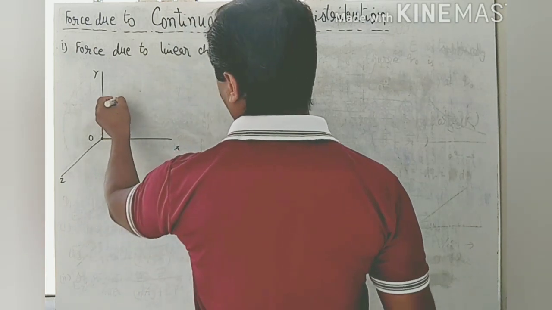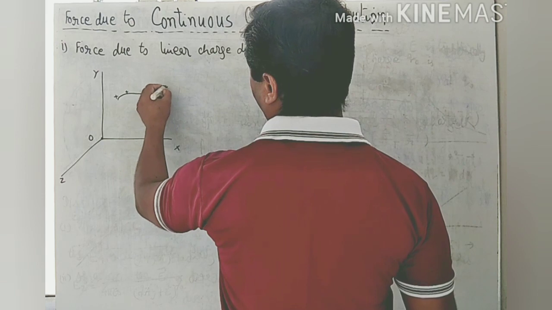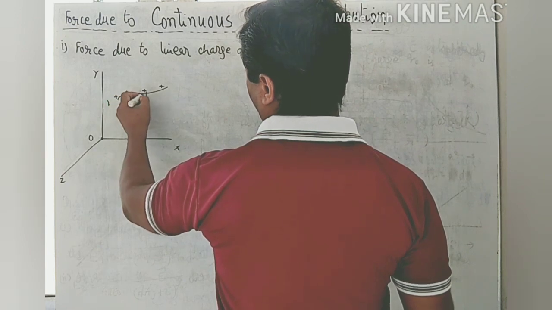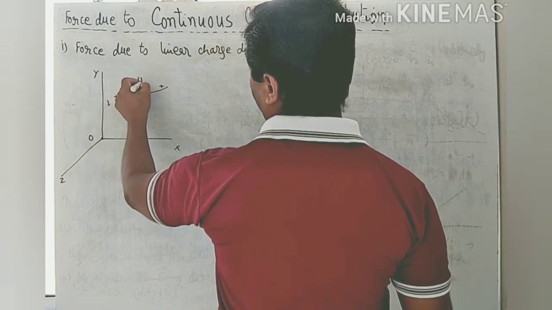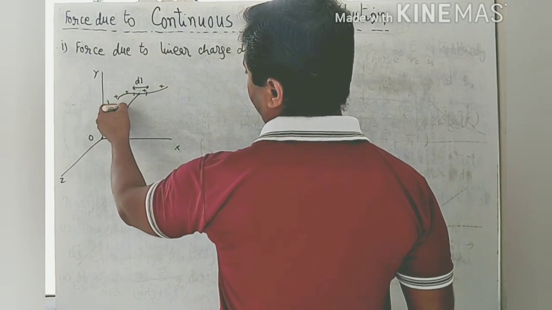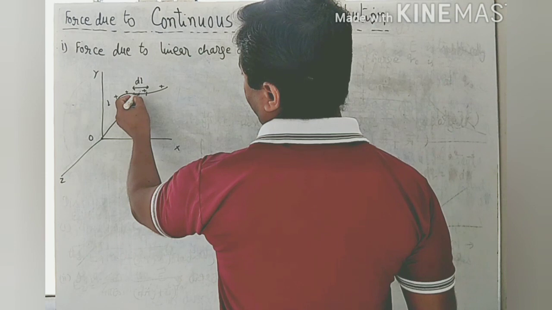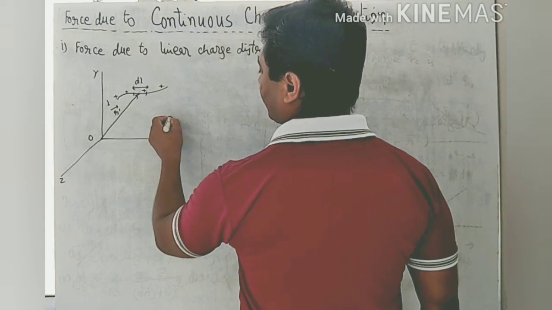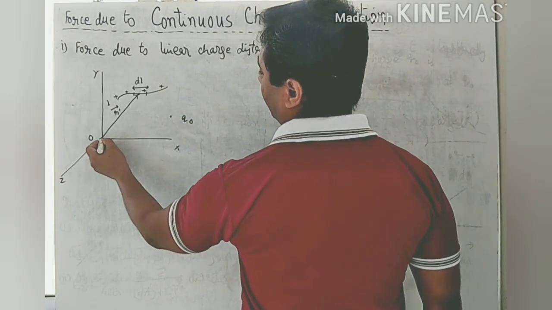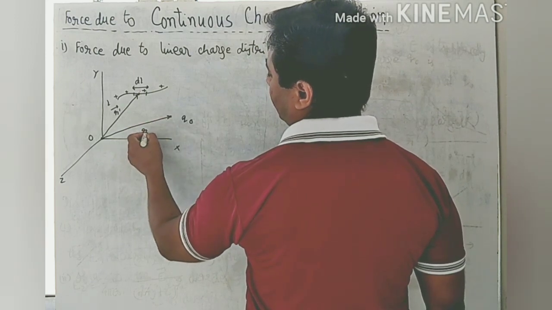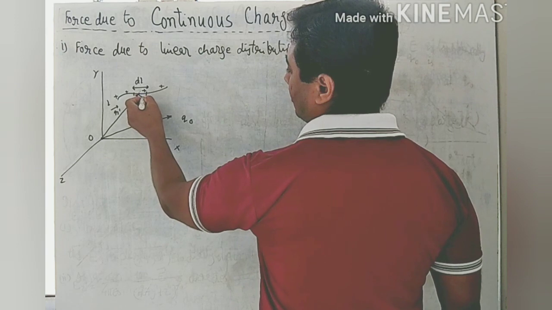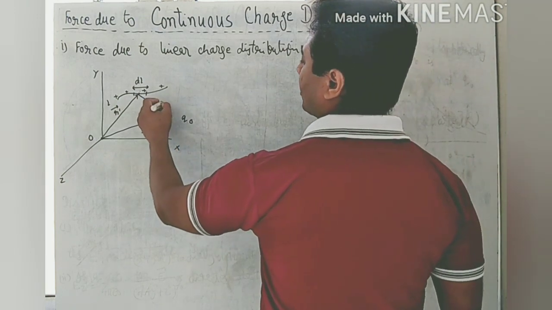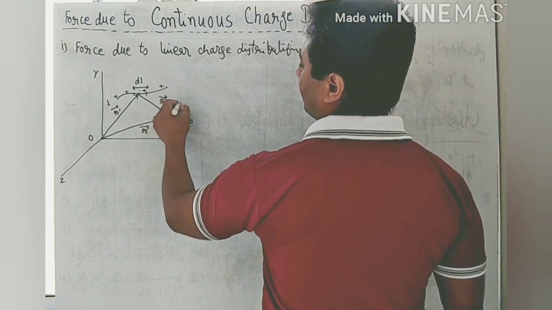Suppose here we have a line charge of length L. Now this is the point. Around this point we are having dl length of the conductor. Now the position vector of this point from the origin is vector r prime. Now we have a test charge q naught having position vector with respect to origin as vector r. Now the position vector pointing from this dl length towards q naught is, say, vector r minus vector r prime.